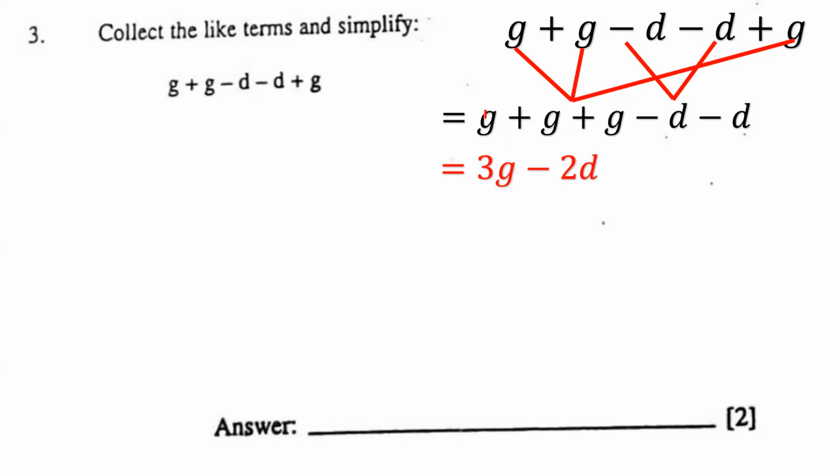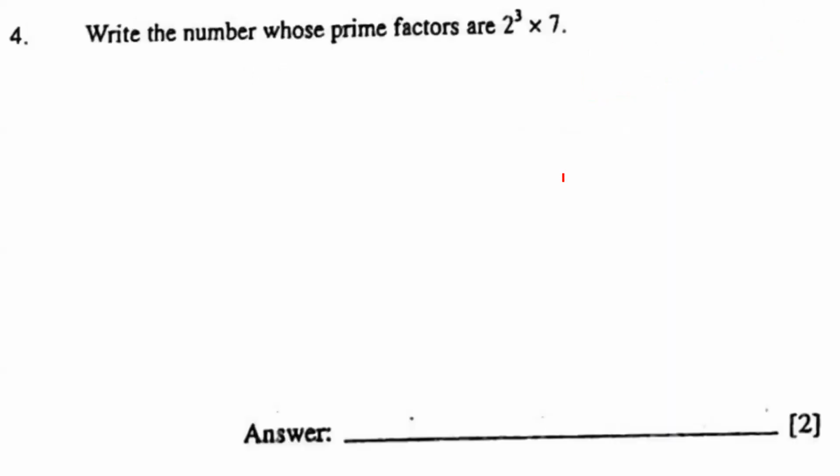How do we get that? Well, this is 1g plus 1g plus 1g, which gives us 3g. Then we have a -1d and -1d, and that's going to be -2d. And so the answer here is 3g minus 2d. Let's move on to the next question.